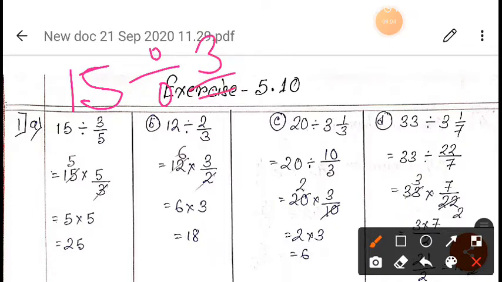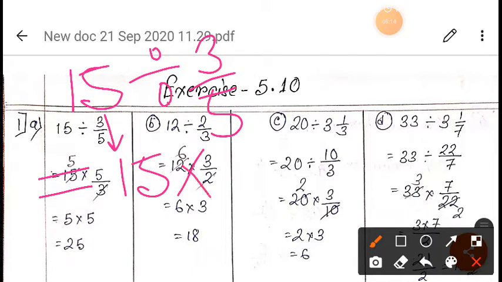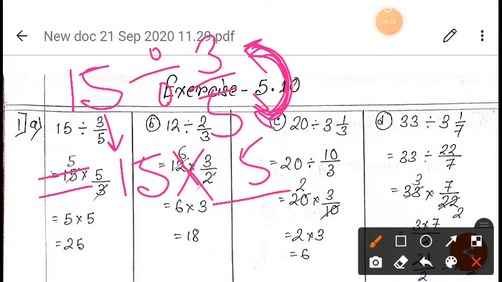3 by 5. So what we have to do? We have to do nothing, just keep this 15 as it is. In place of the divide sign you write the multiply sign, and just flip this one. You write 5 upside and 3 downside. Are you getting this, right? 5 will go upside and 3 will come here. So you will write here 5 by 3 like this.